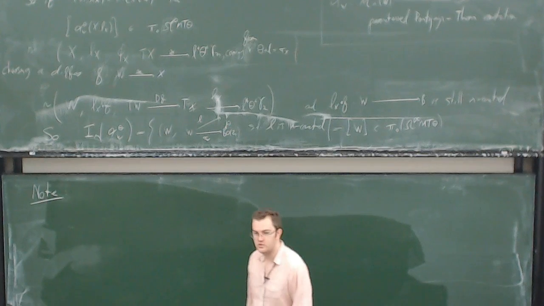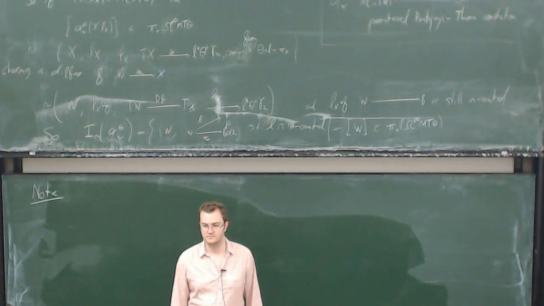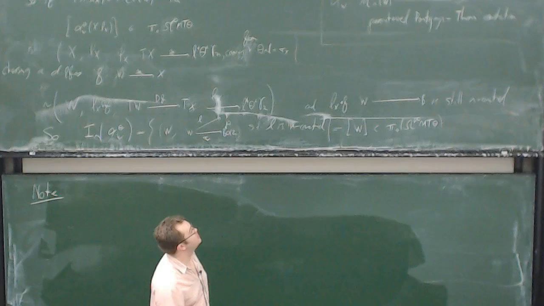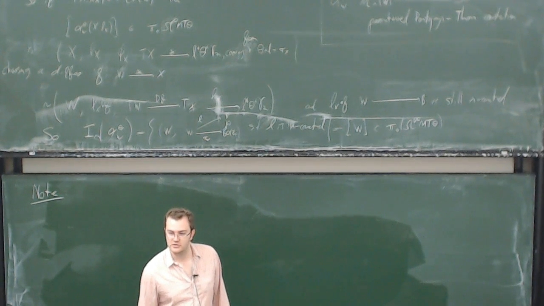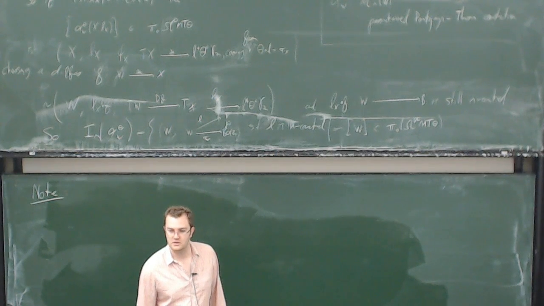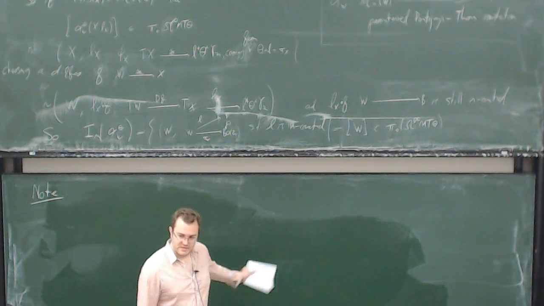The union over what? The union over what collection? The union over all those maps over what collection? Over all those alpha W for different W. So I'm coming to that.